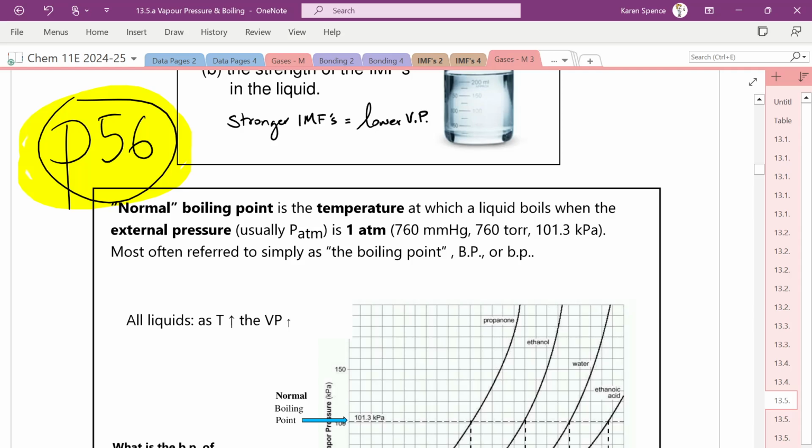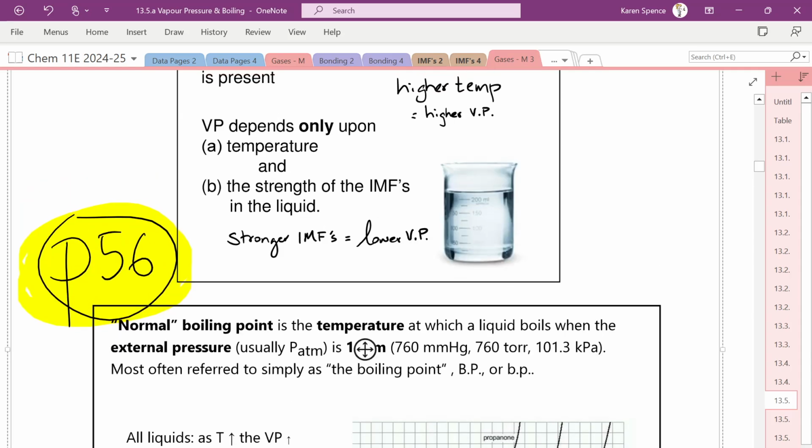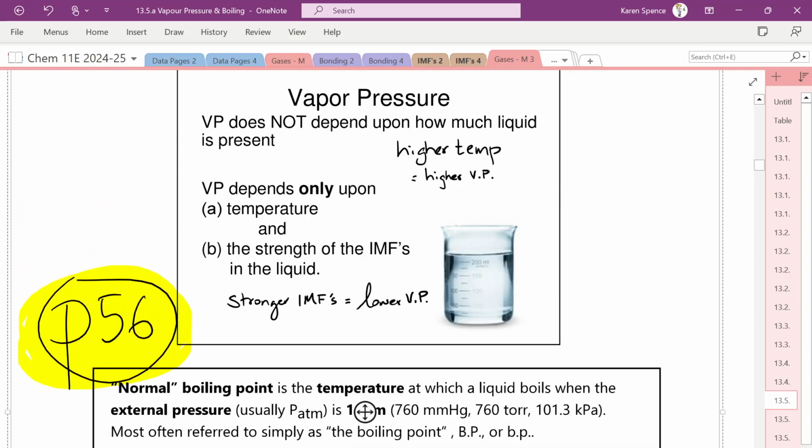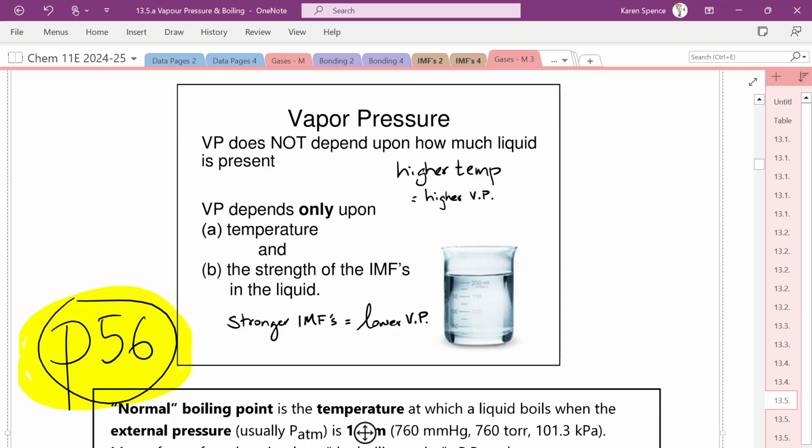Okay, so we are on page 56, and we are looking at normal boiling point. Way back before spring break, we were looking at vapor pressure and how it relates to boiling point, or how vapor pressure relates to temperature.